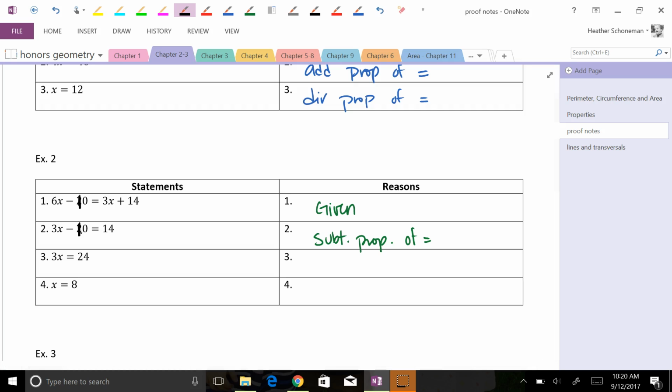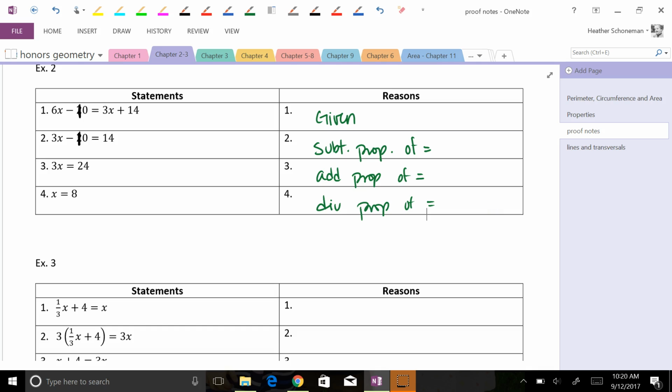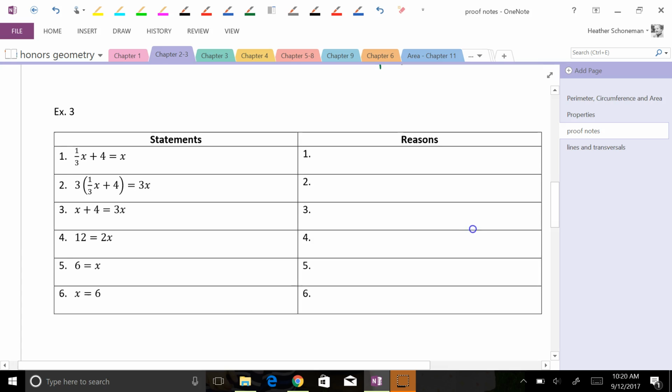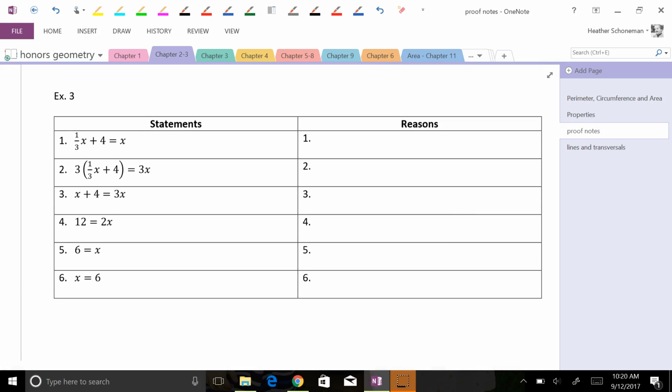So that gives us 3x equals 24. So since we added something to both sides to keep it balanced, that's the addition property of equality. And then we divided by 3, so that is the division property of equality. So basically, you're just analyzing someone's work on an equation and saying what steps they were able to do to justify their answers.